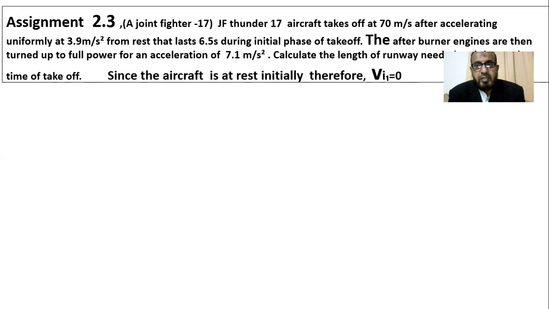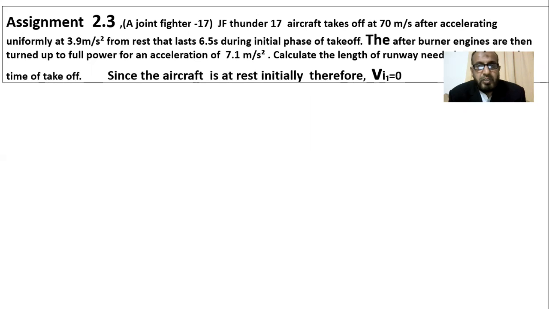Then the burners of the engines are turned up to full power, which increases the power, and the aircraft starts moving with an acceleration of 77.1 meters per second square. This is the second phase, during which the aircraft moves with greater acceleration. Finally, at the end of the runway, the aircraft takes off with a velocity of 70 meters per second.